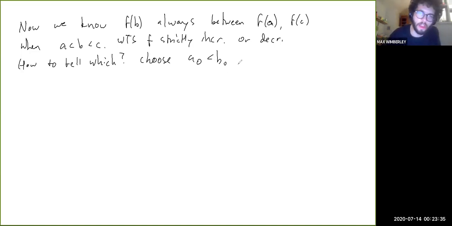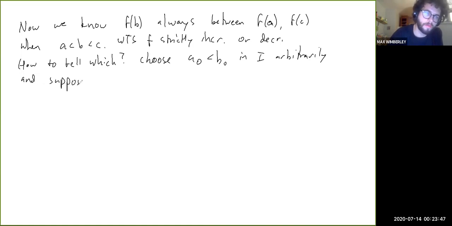So choose a naught less than b naught in I arbitrarily, and suppose, again without loss of generality, that f of a naught is less than f of b naught.